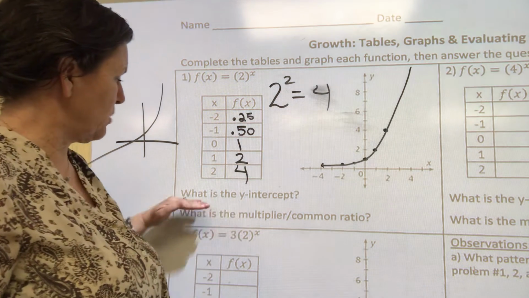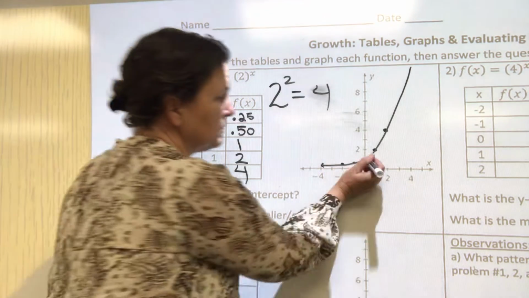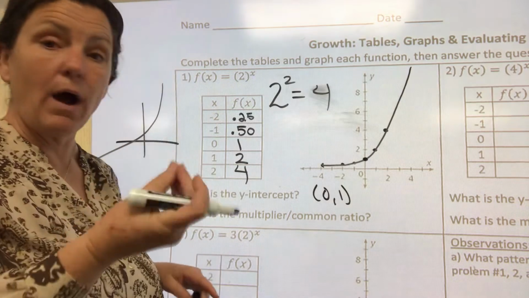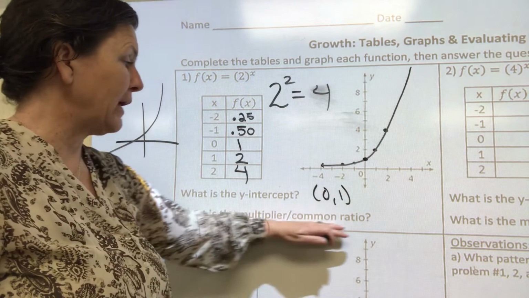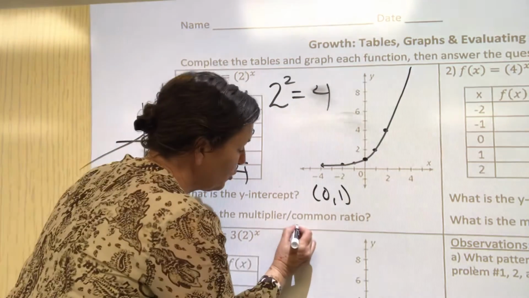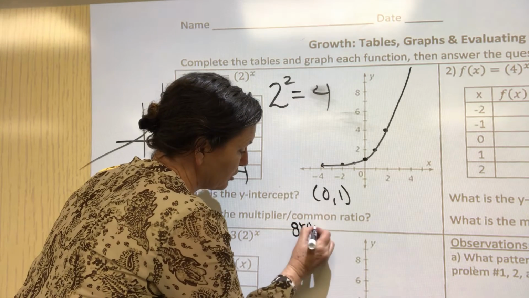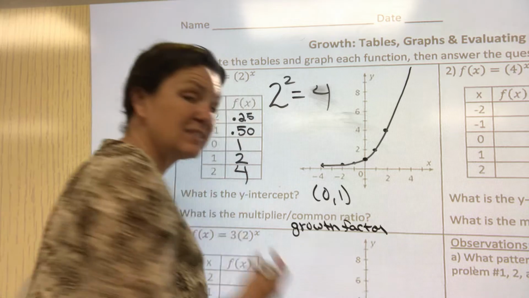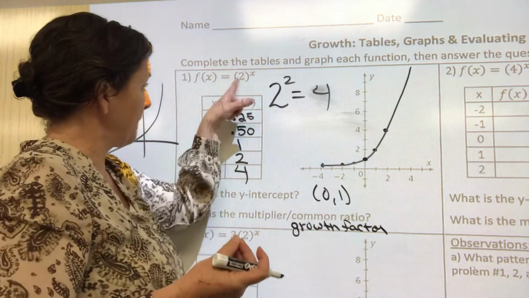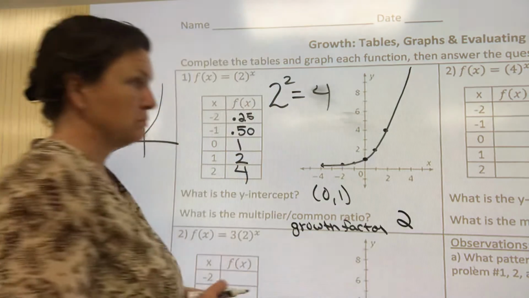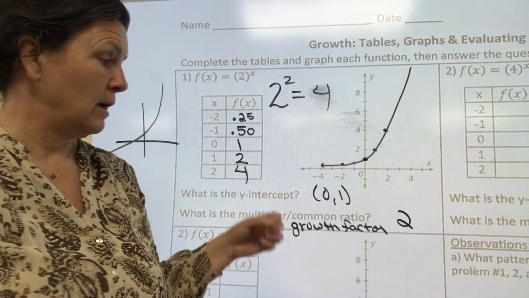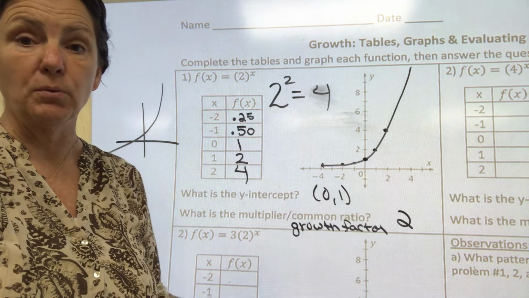Oh, we should answer these questions. What is the y-intercept? It's 0, 1. That's where it crossed that y-axis. What is the multiplier or common ratio? Well, another word for that is the growth factor. I prefer growth factor. Growth factor is the number within the parentheses. That would be 2. You should try 2 and 3, and you should answer questions A, B, and C over there if you feel comfortable with that.